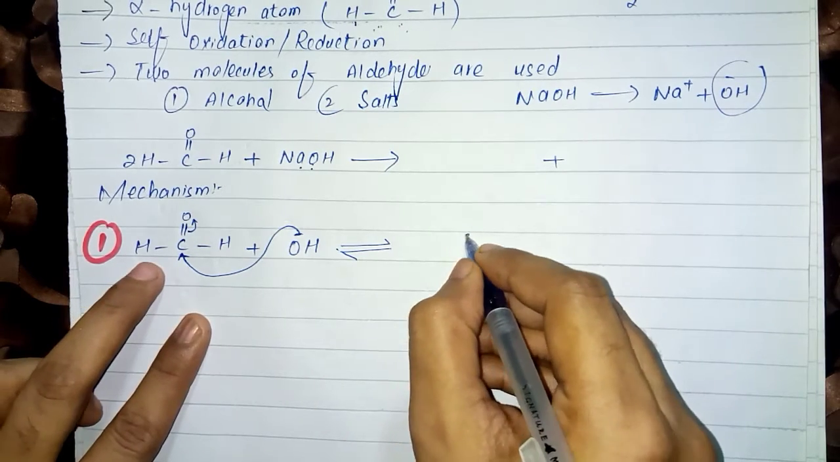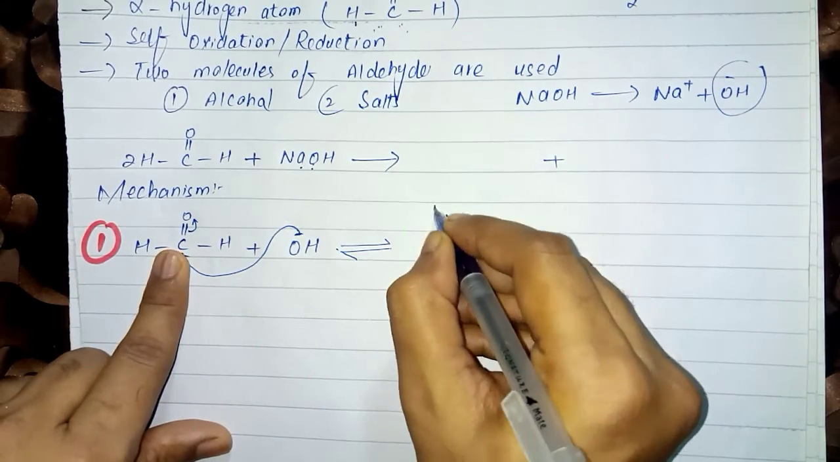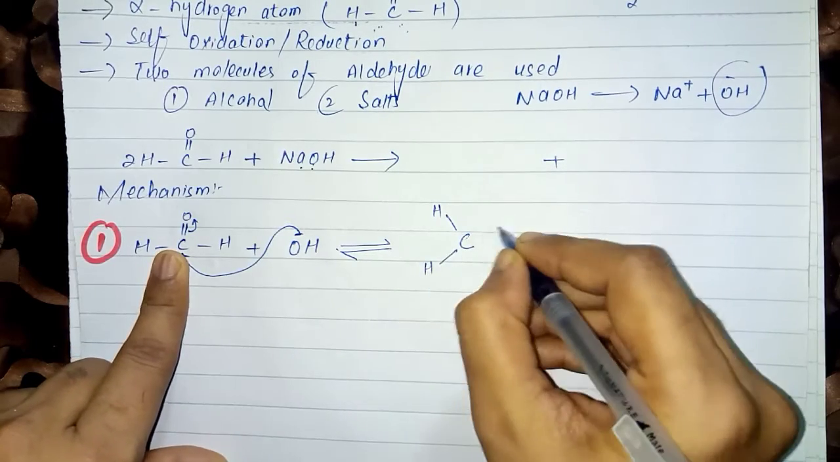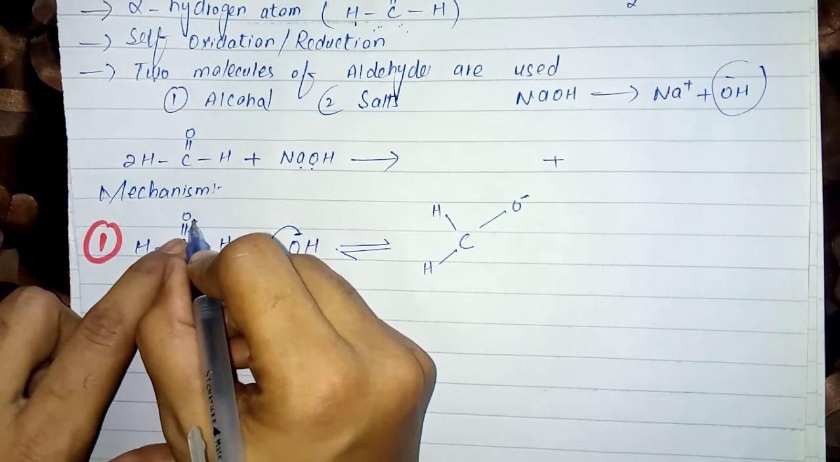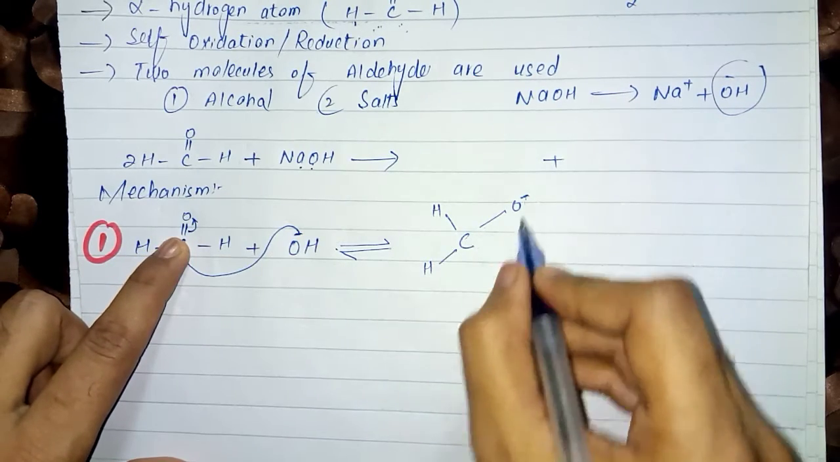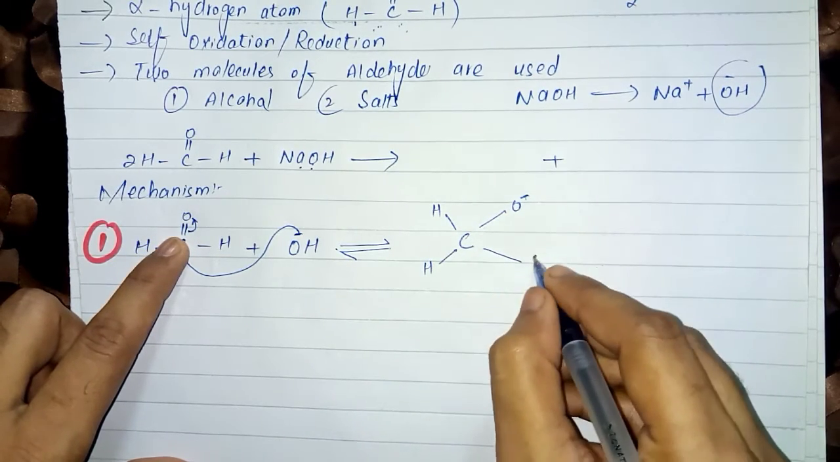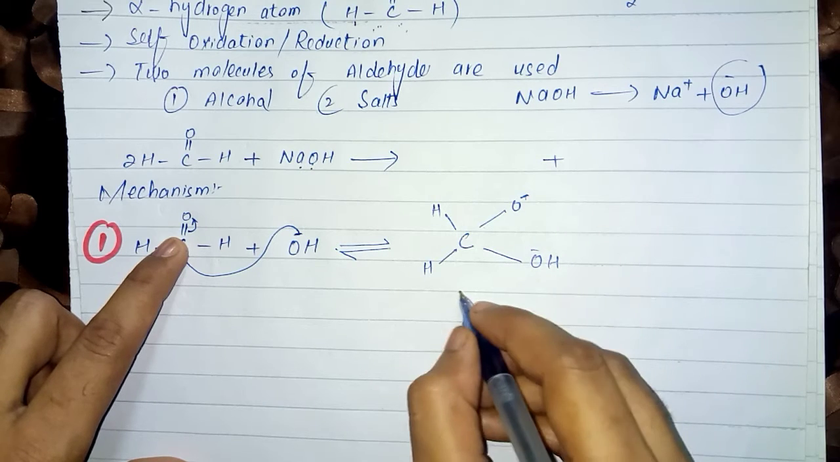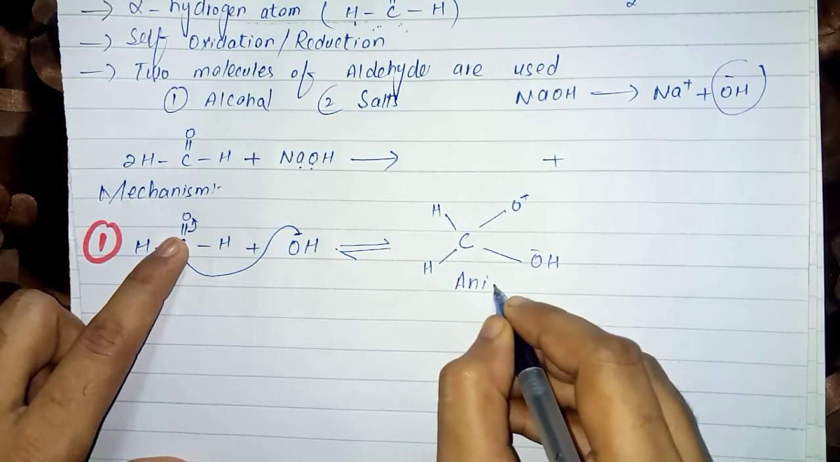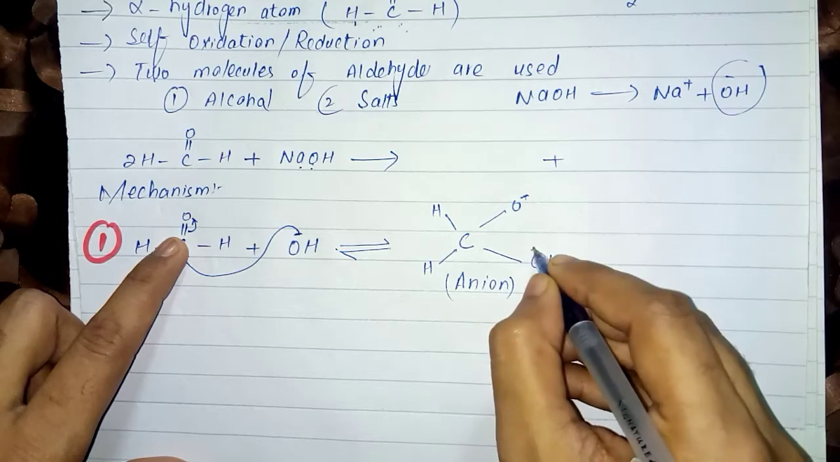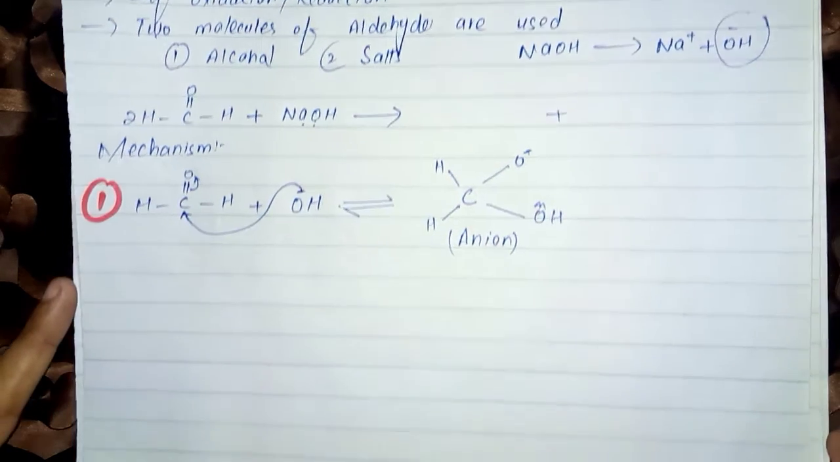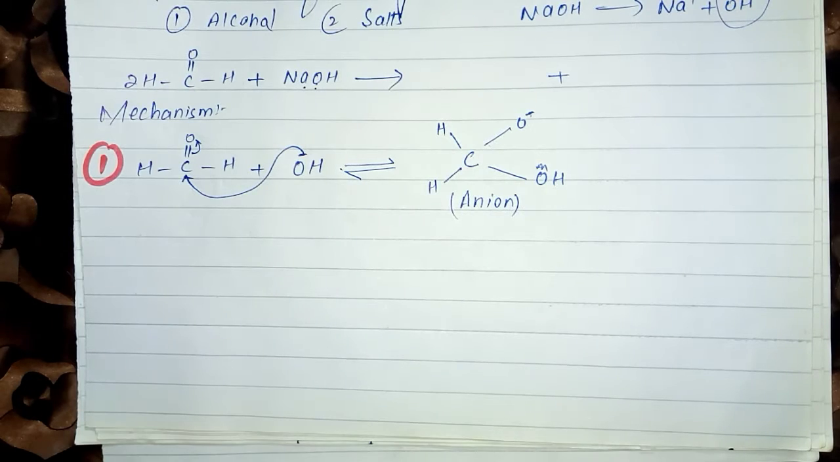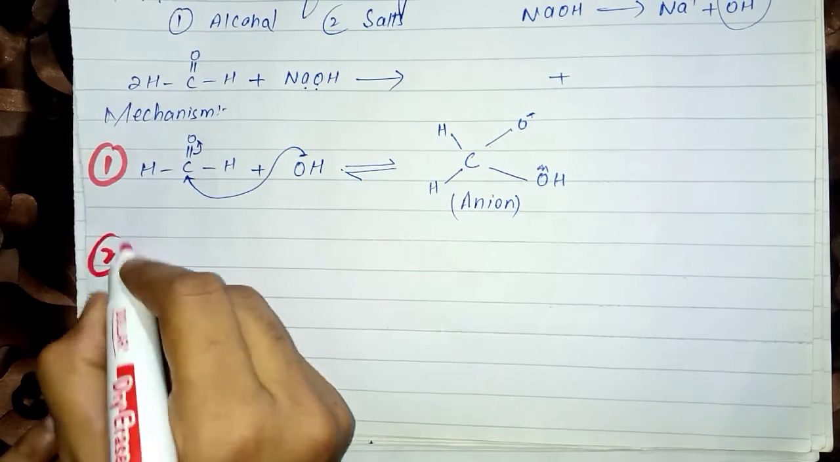So what will be the product here? Carbon, this hydrogen, and this one hydrogen, and here this one oxygen, negative, because this bond moves toward oxygen, so negative, and on this side there will be an OH negative. So we call them an anion just because of the negative. Okay, now it's time to move to step number 2.